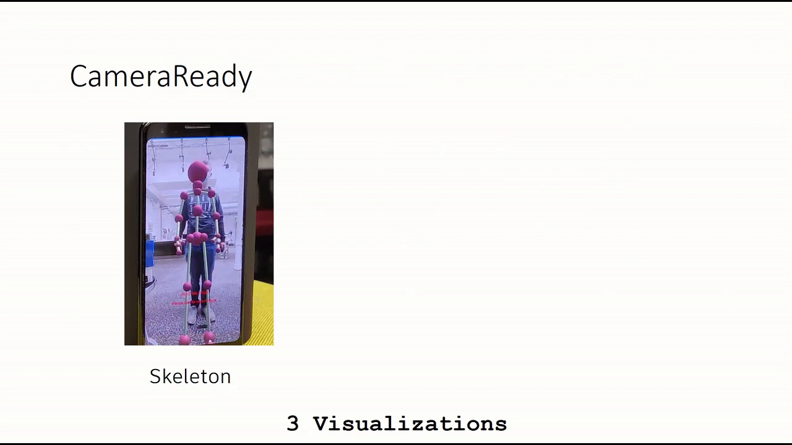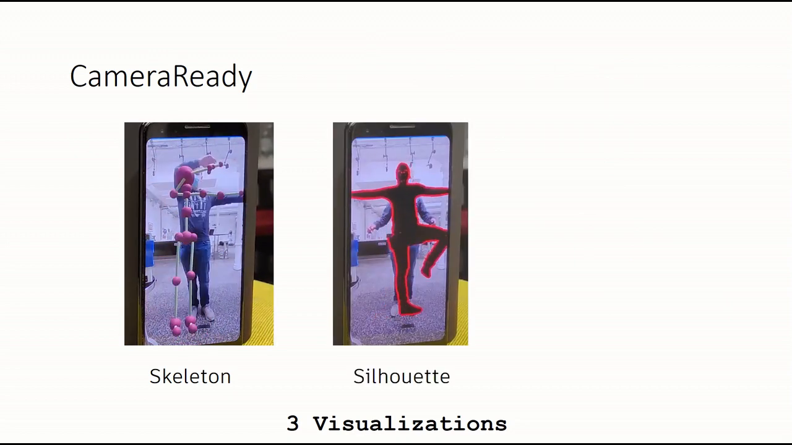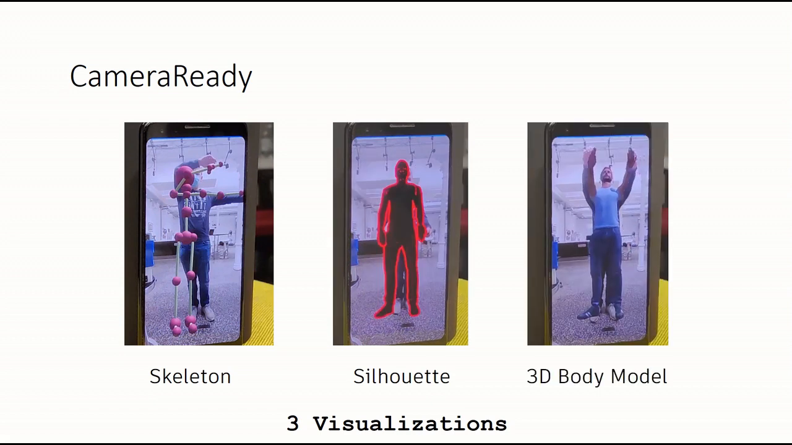With our developed application, we evaluated the use of different visualizations for posture guidance. First of all, we used a skeleton visualization, a silhouette visualization, and a 3D body model visualization. These were the visualizations most commonly found in the literature.